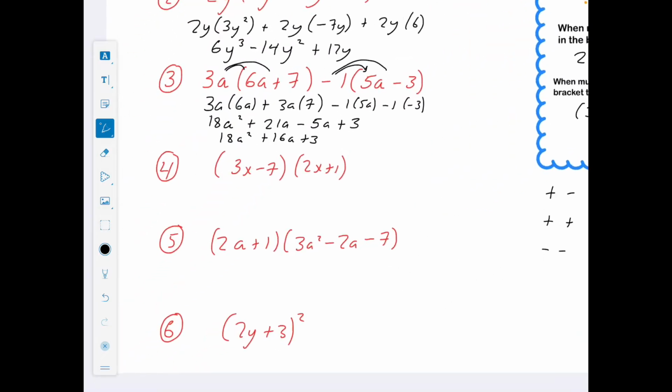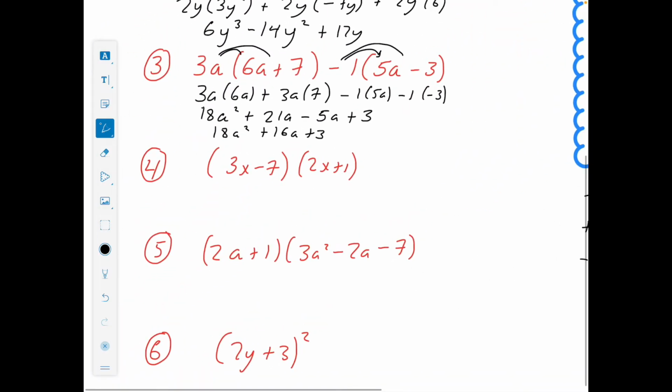And that's our final answer there. Now we're getting on to the last rule I was talking about over there on the right. We have two brackets being multiplied by each other. Okay, easiest way to do it, we're going to write down the second bracket twice.